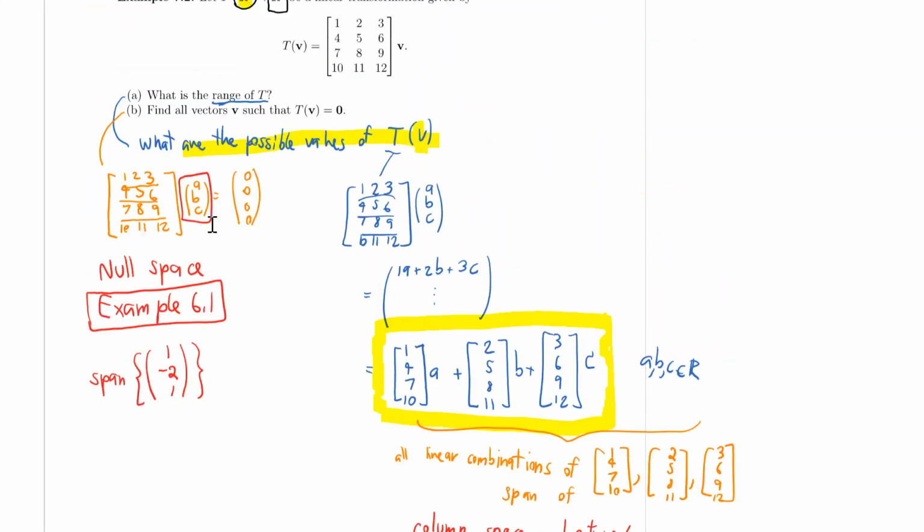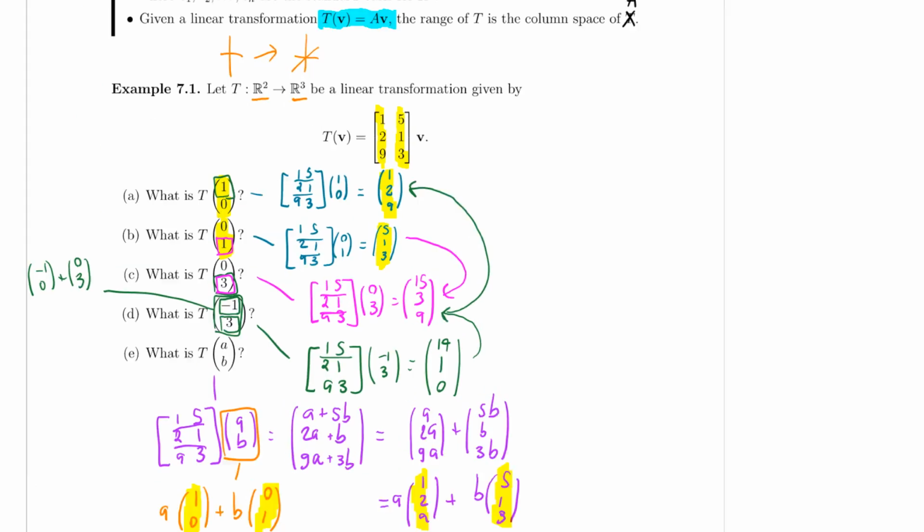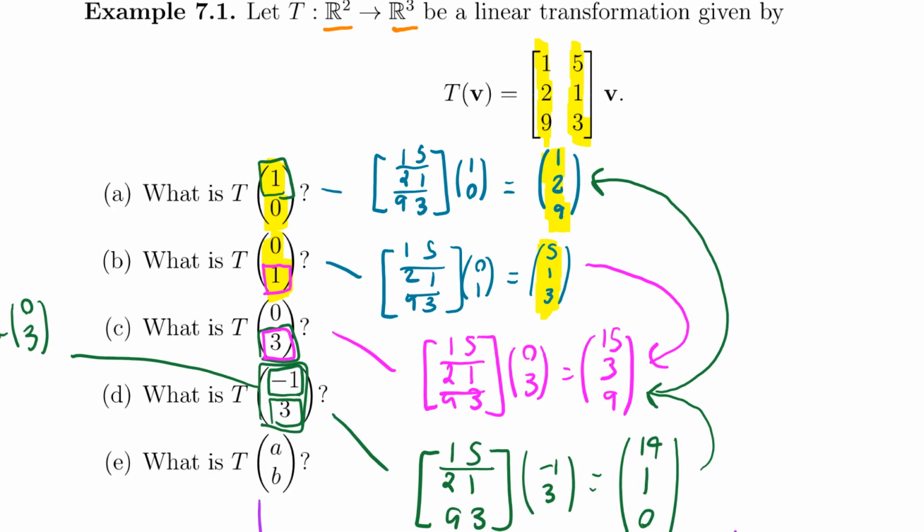If we go back to example 3.1, notice how when I look at T of (1, 0), which is going to be (1, 2, 9), that is the first column of my matrix here. Now then, T of the second basis vector, (0, 1), is (5, 1, 3). And that is my second column here.